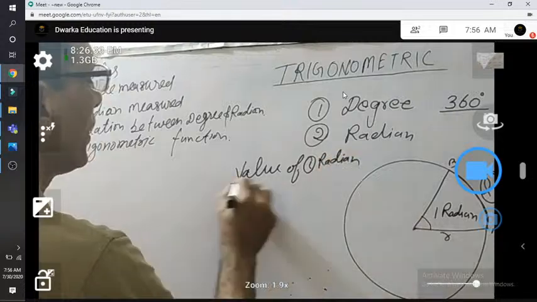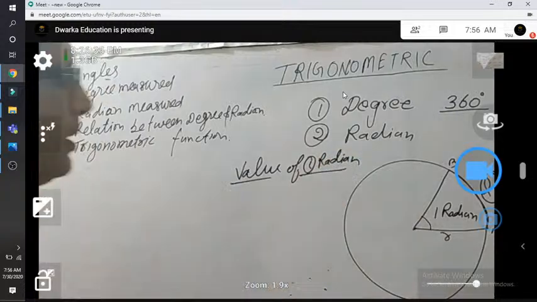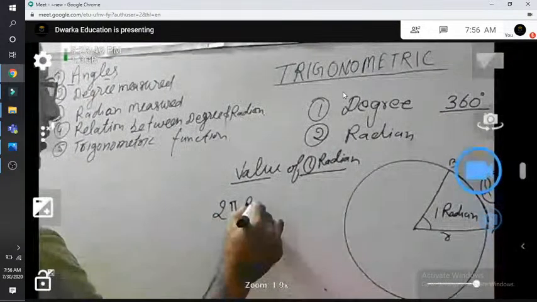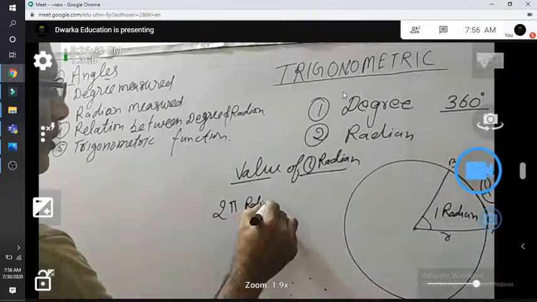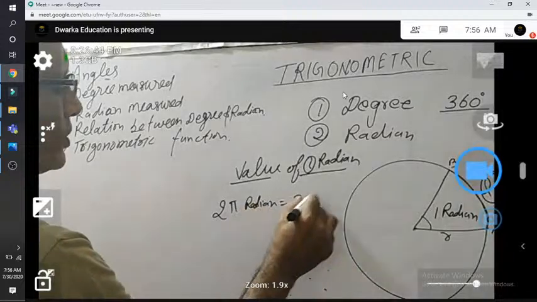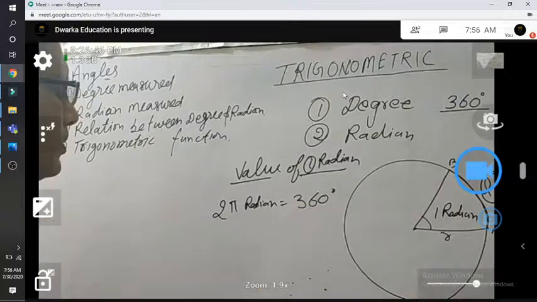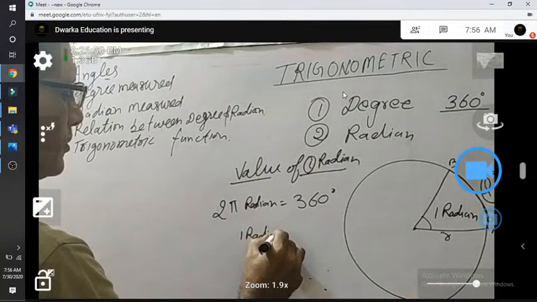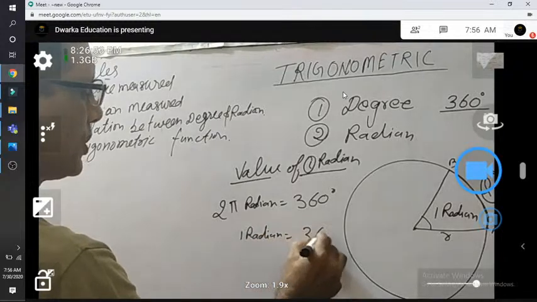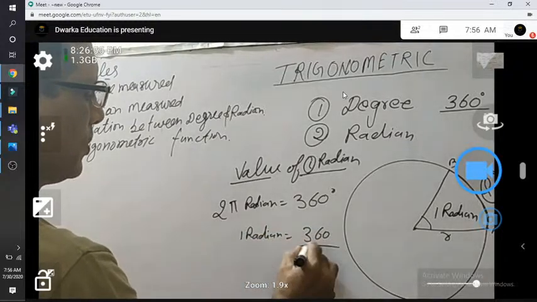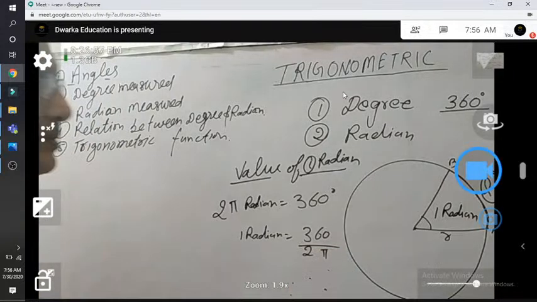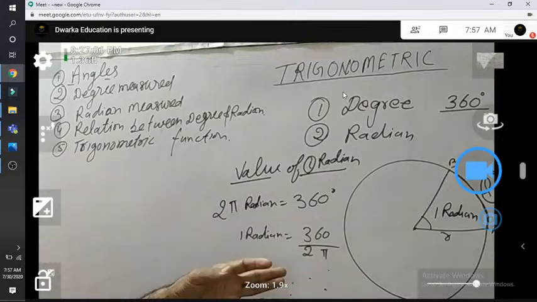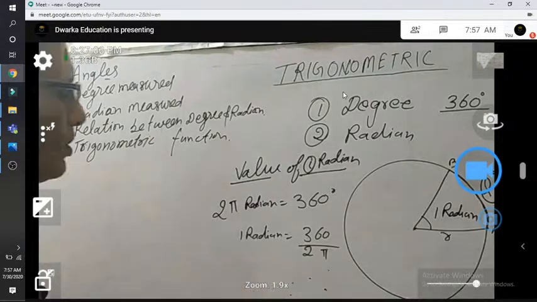1 radian की वैल्यू क्या होती है? We know that 2 pi radian is equal to 360 degree. So 1 radian is equal to 360 by 2 pi. Here we put the value of pi is equal to 22 by 7.